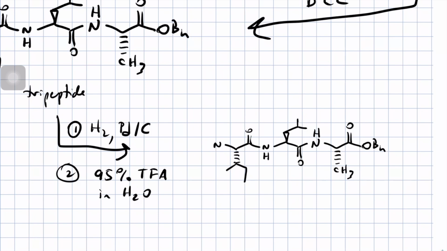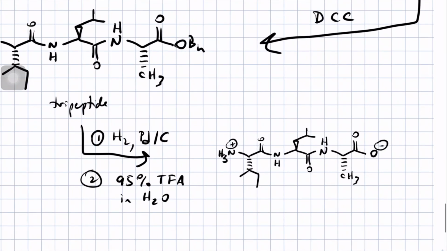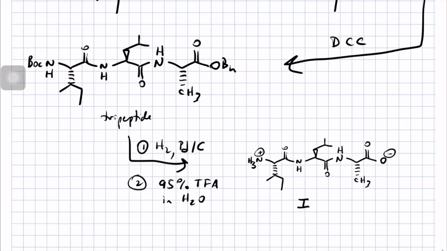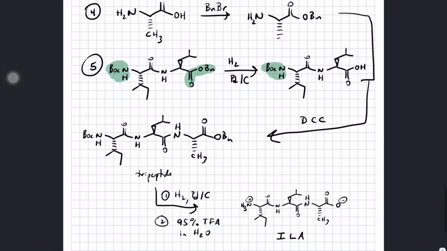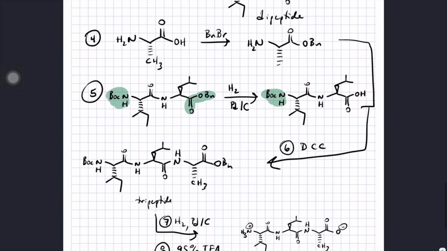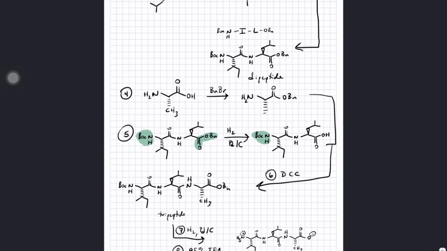And my amino group will likely be the positively charged ammonium ion. My C-terminal carboxylic acid group will likely be the negatively charged carboxylate, and that is my tripeptide ILA. Now, that is one way. Let's see, so 6, and then we had 7 and 8.